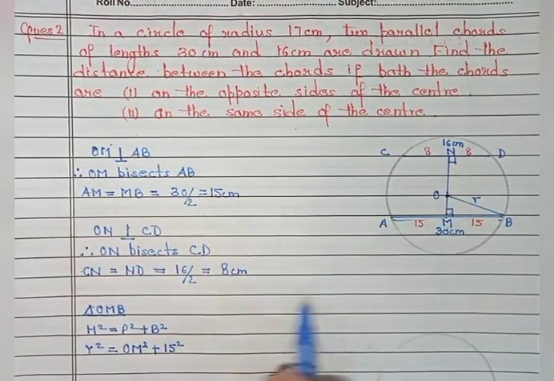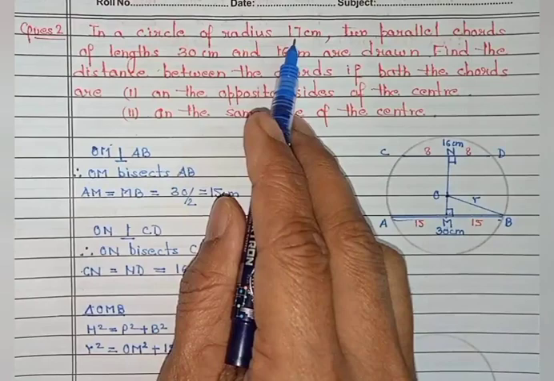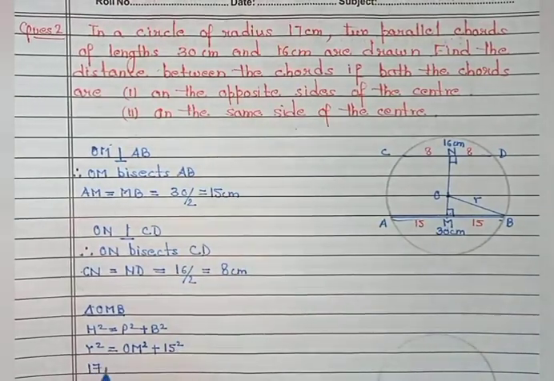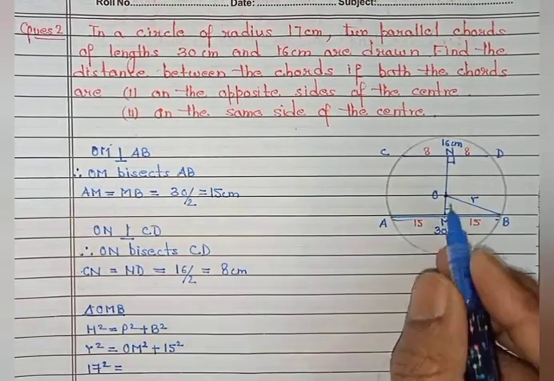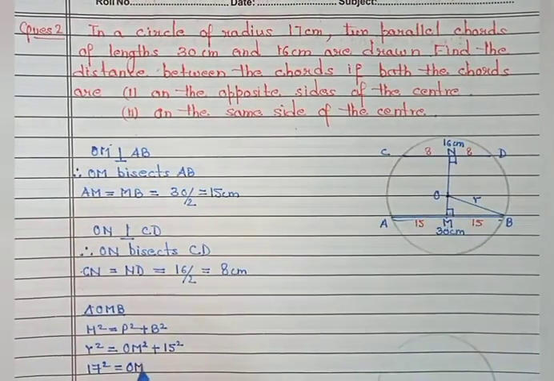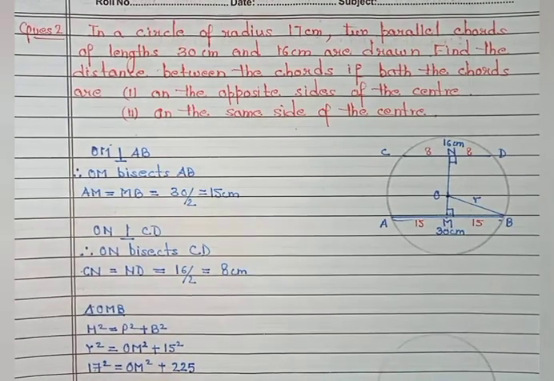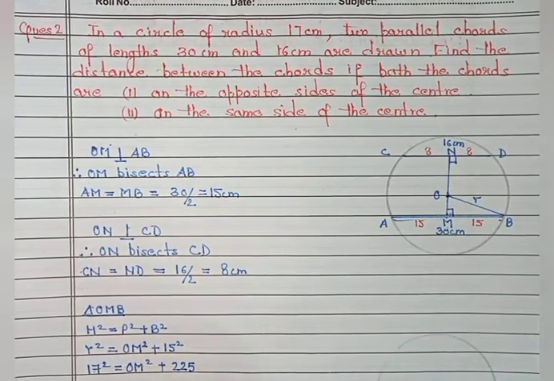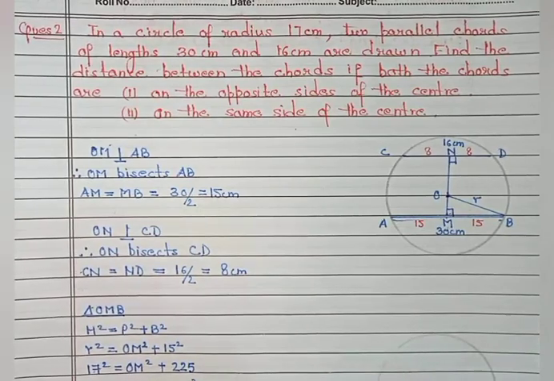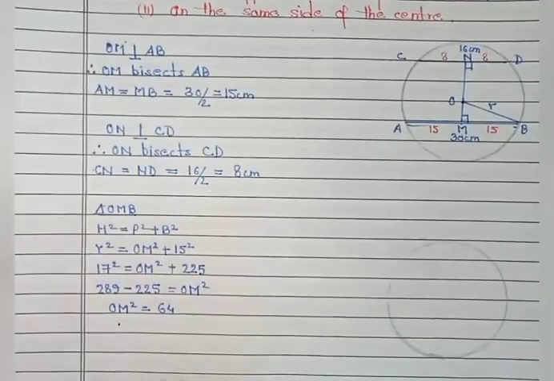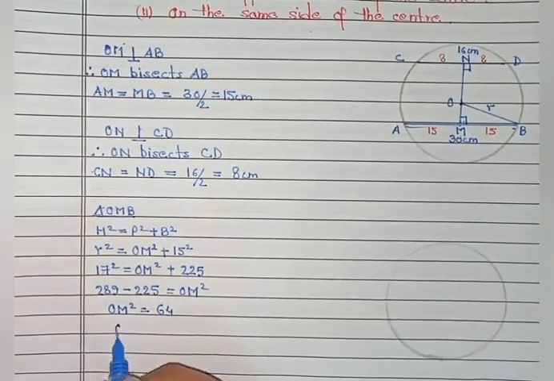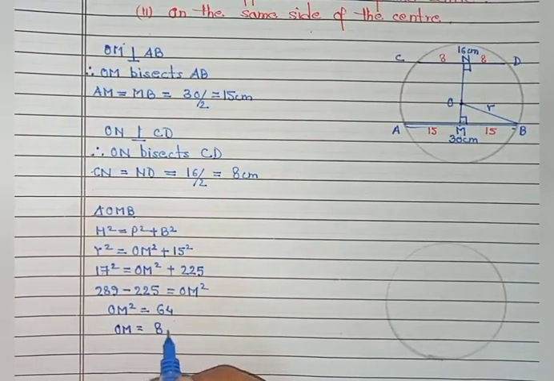Now here the radius, as you can see, is already given in the question, 17. OM, that is the perpendicular distance, is unknown to us. Then we have 15 square, 225. This will become 289. You subtract 225, you will get OM square. So OM square is equal to 64. So OM is equal to 8 centimeter.